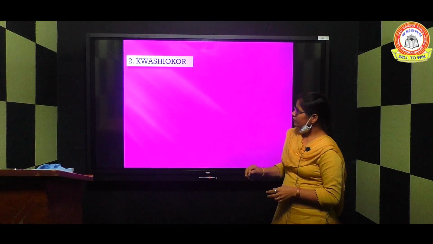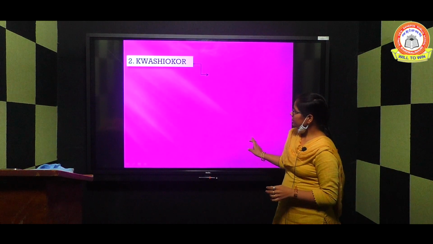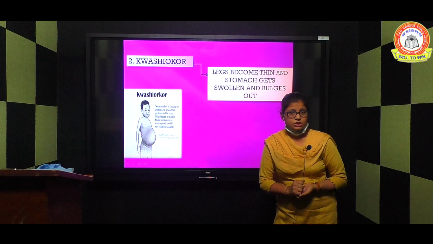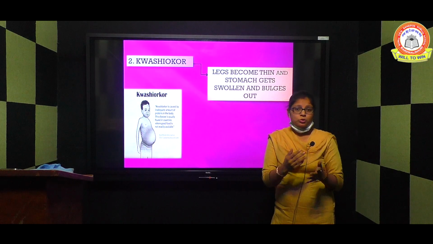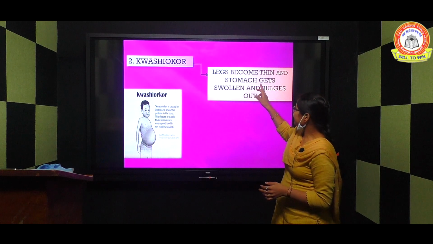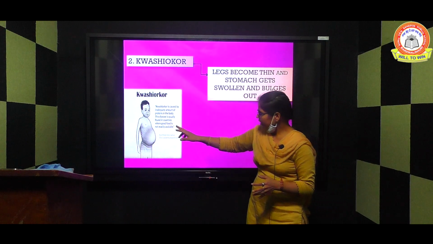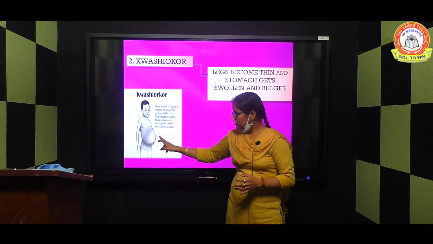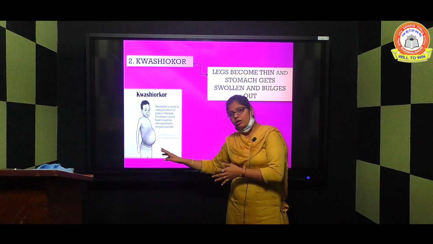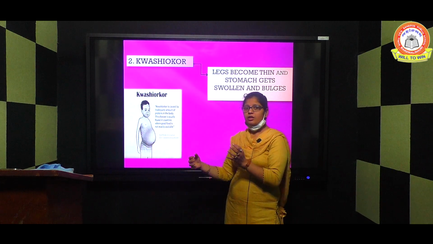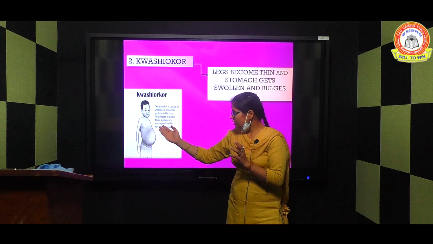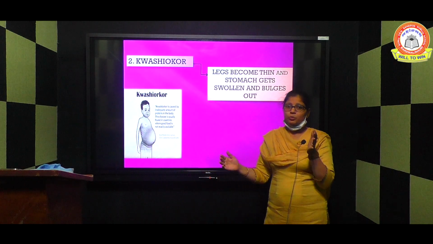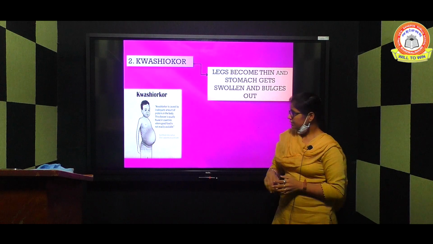So the second one is Kwashiorkor. Similarly, just like marasmus, this disease also occurs due to malnutrition or due to the less intake of protein in diet. So here you can see legs become very thin and stomach gets swollen. Here in this picture you are able to see the swollen part of the abdomen. This region is also called abdomen and stomach. So stomach gets too much swollen, weakness is there, the ribs are also visible to you. So this disease is called Kwashiorkor disease.